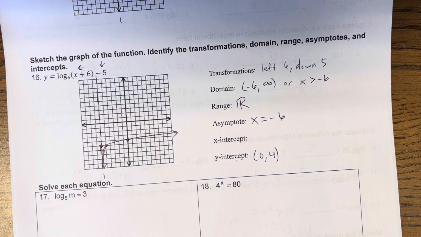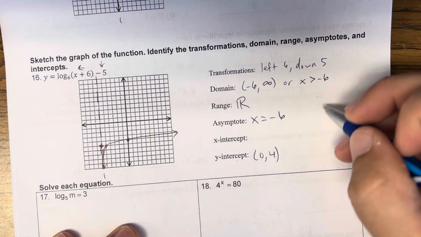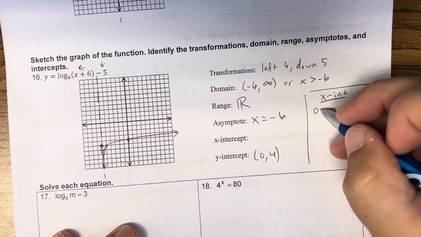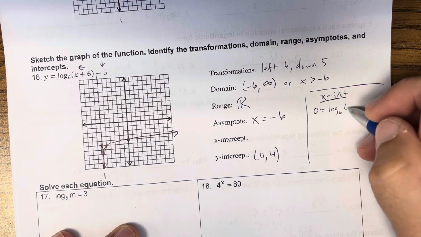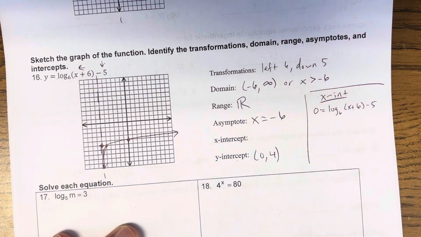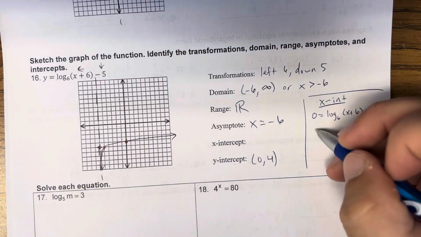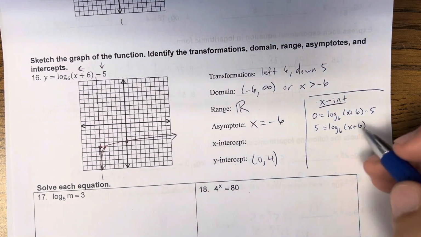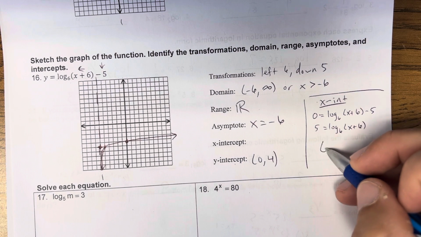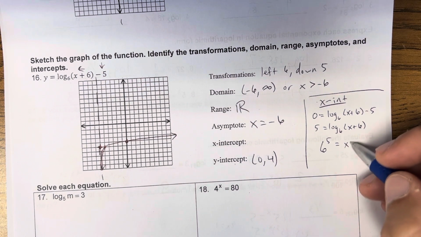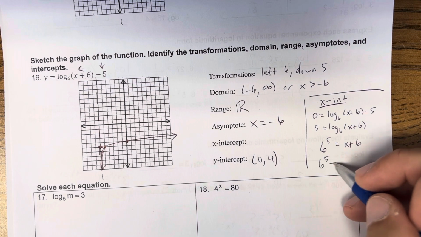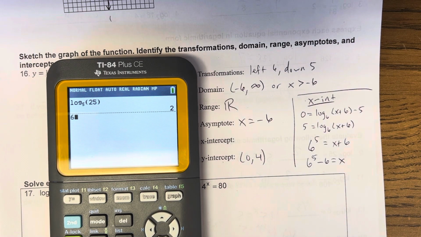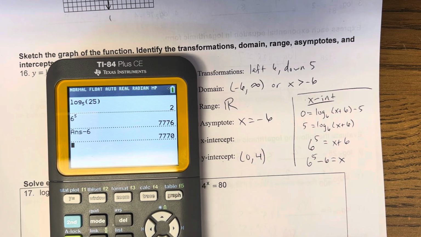So for the x-intercept, we'll plug in 0 for y, and we'll solve for x. So we'll start off by adding 5 over. And then we'll switch it from log to exponential now that the log is by itself. So 6 to the 5th equals x plus 6. And then we'll subtract 6. So I'm going to go into my calculator. I'm going to do 6 to the 5th power. And then we'll subtract 6.